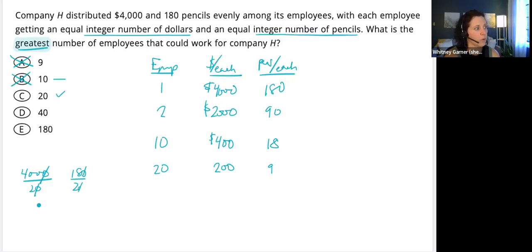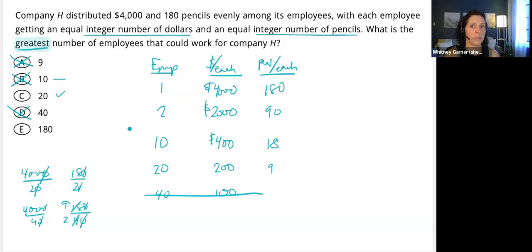So I got C. What about 40? Well, I definitely know that 4,000 is divisible by 40 because the 4 goes into 400 100 times. The question is whether 180 is divisible by 40. Well, I can divide both by 2. That would be 9 over 2, but 40 is not going to work.